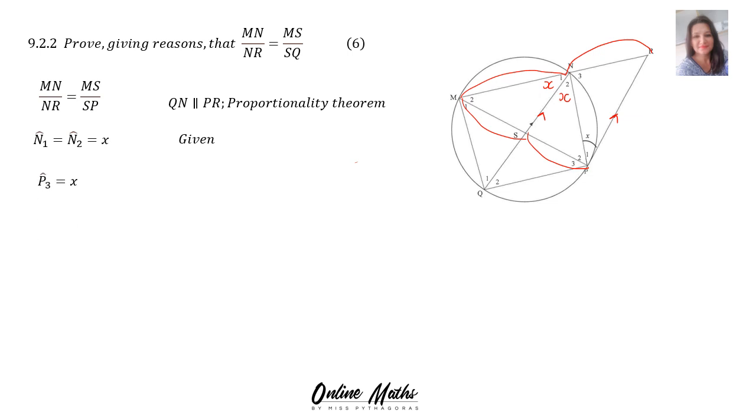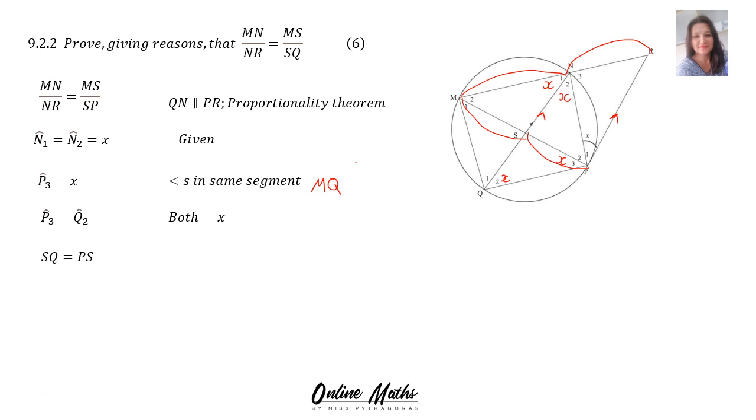Then P3 is equal to X. Why? Because of angles in same segment, and it's because that chord MQ subtends them. Then P3 is equal to Q2. Can you remember from the previous sum, because we said angle between tan and chord is equal to angle in opposite segment. So P3 is equal to Q2 because both are equal to X.